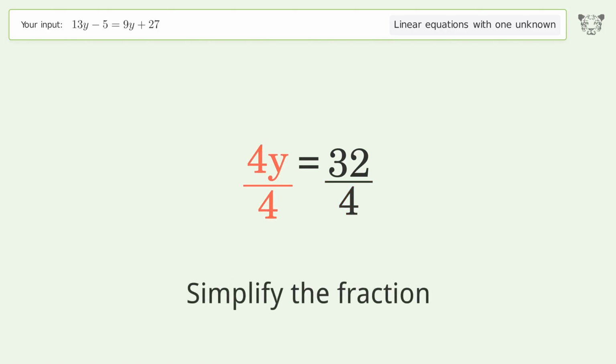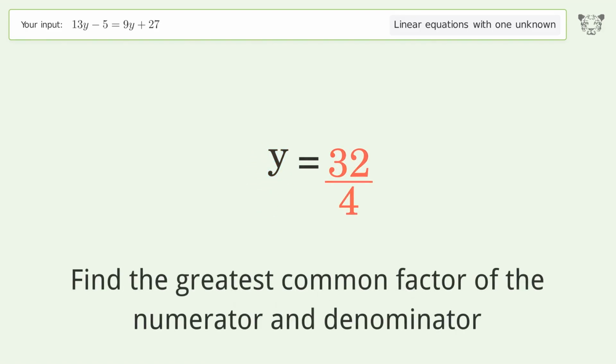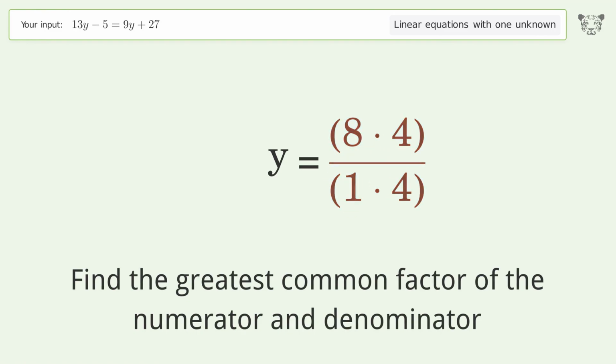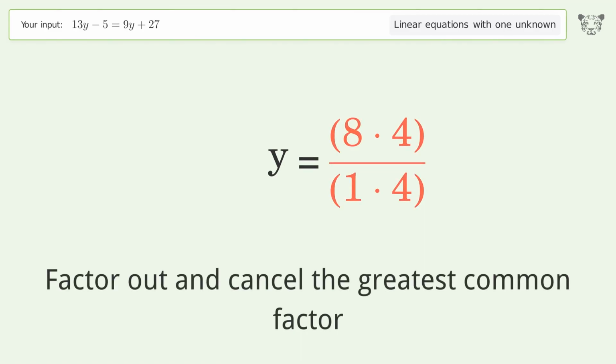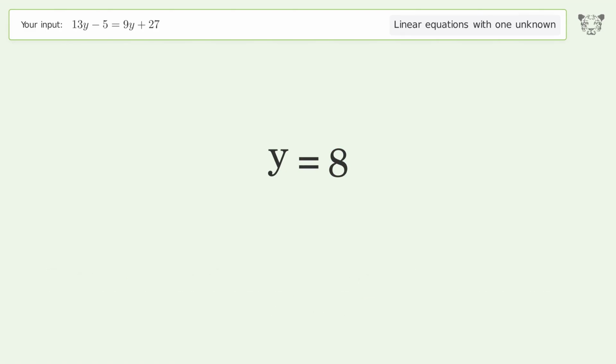Simplify the fraction. Find the greatest common factor of the numerator and denominator. Factor out and cancel the greatest common factor. And so the final result is y equals 8.